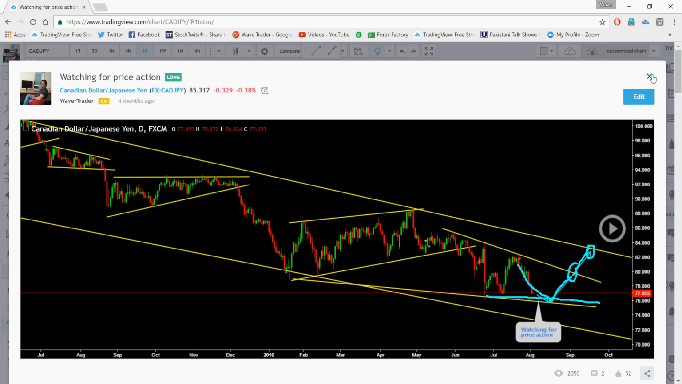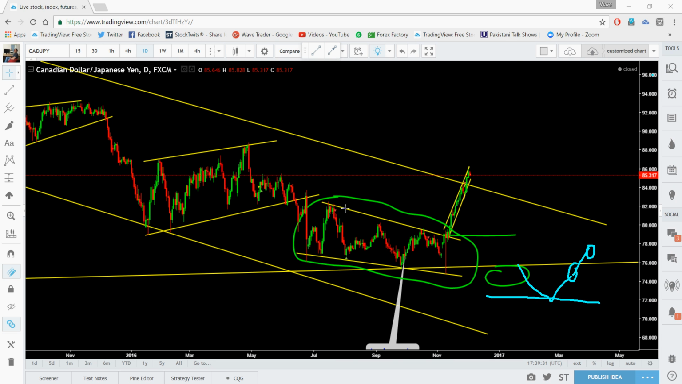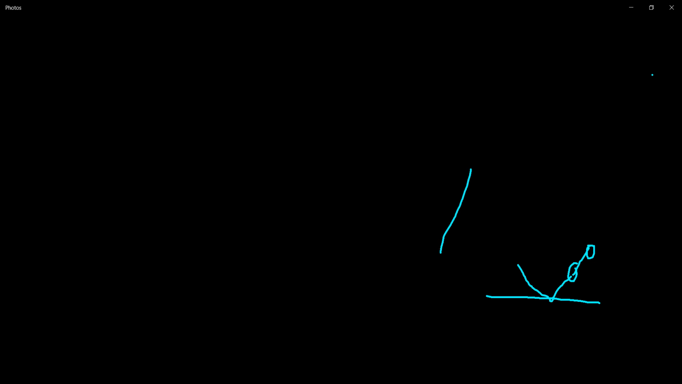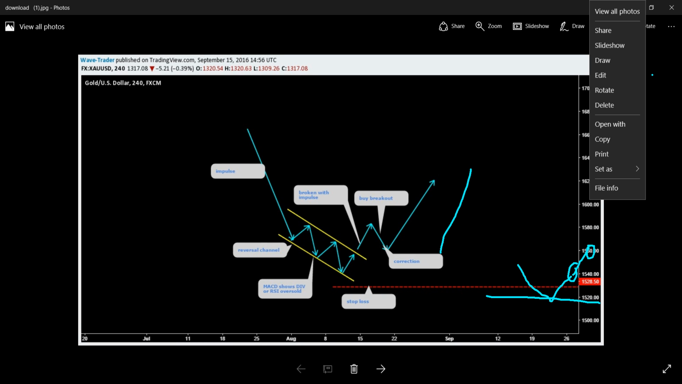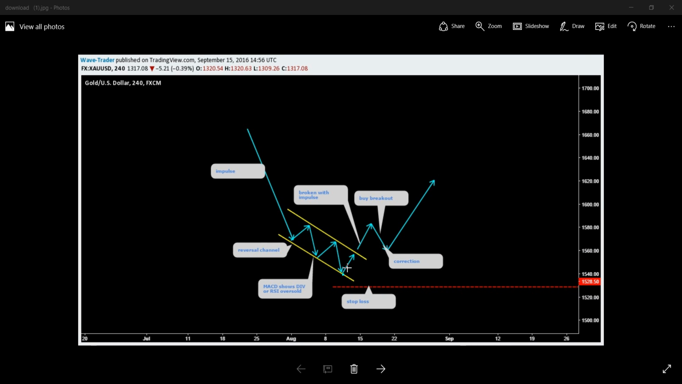Okay, so everybody knows that this is a trend reversal pattern, completed, broken out with impulse, and you know how this trend reversal pattern is going to behave. We have seen this impulse. Before that, we were trading this daily descending channel on CAD-yen. For continuation to the upside, CAD-yen must form this correction, then it is going to continue to the upside.